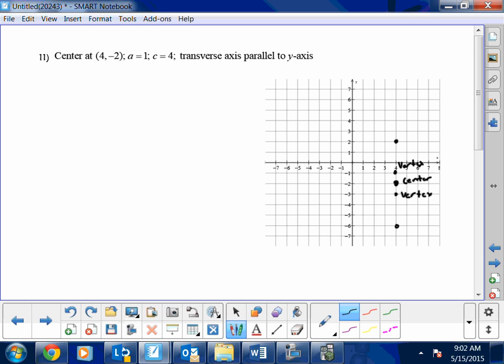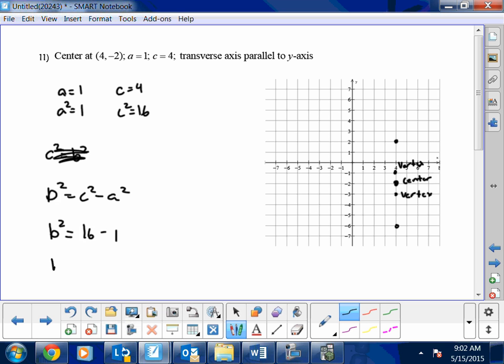From here, we'll still have A and C. So A is equal to 1, which means A squared is equal to 1. C is equal to 4, which means C squared is equal to 16. We have the equation C squared is equal to B squared minus, no, it's the other way around. B squared is equal to C squared minus A squared for our hyperbola. So in this case, we have B squared is equal to 16 minus 1. B squared is equal to 15.